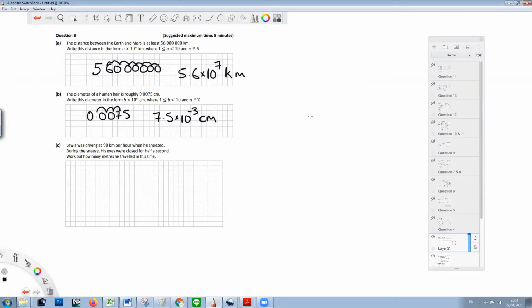So the next part, we're told that Lewis is driving at 90 kilometers per hour when he sneezed. During this time, his eyes were closed for half a second. Work out how many meters he traveled in this time. So we should know that he traveled 90,000 meters, because 90,000 meters is equal to 90 kilometers. Because in 1 kilometer, we have 1,000 meters, and so 90 of them, we're going to have 90,000 meters.